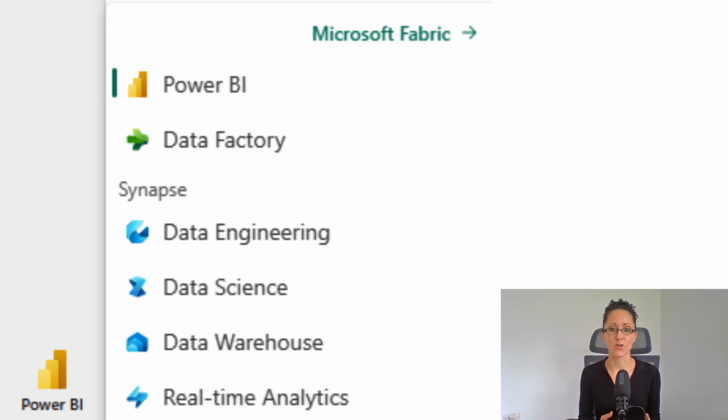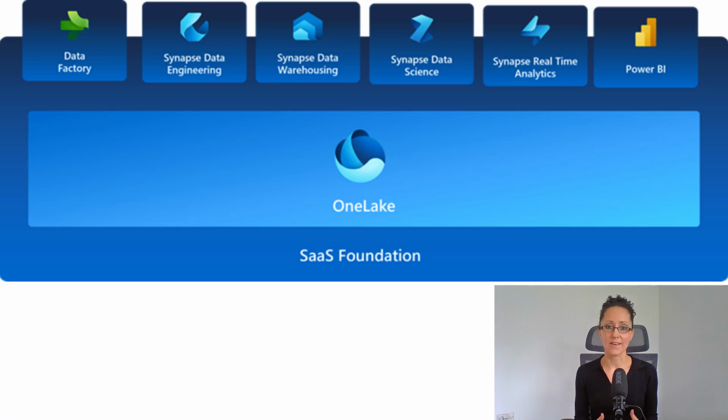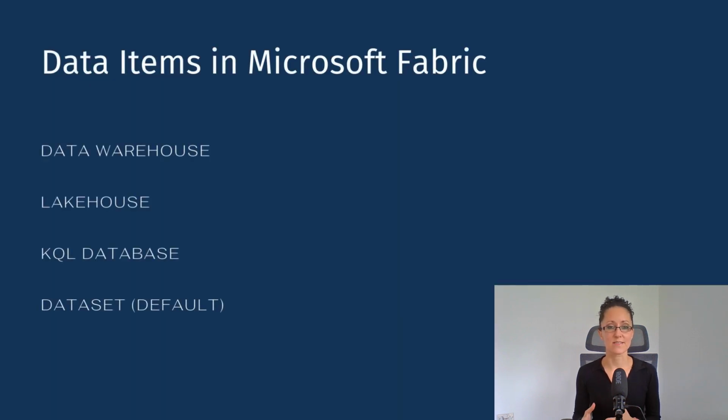Finally, in data science, you can run multiple experiments and compare them. You can use as much or as few of these as is relevant to your organisation, ultimately bringing all your data analytics activities together in a single platform. Data is accessed from one lake through data items, and we'll look at these in the course. The main items to be aware of are as follows: data warehouse, a lakehouse, a KQL database, and a Power BI dataset, which will show as dataset default in Microsoft Fabric.